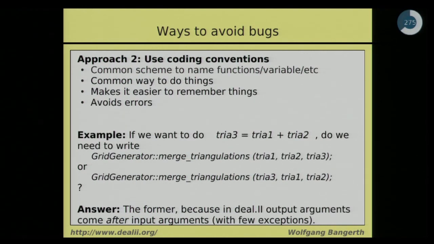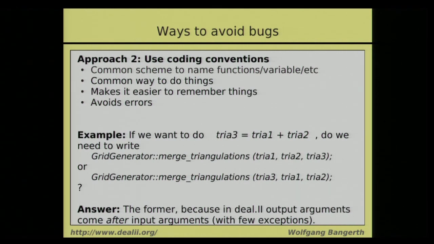A second approach would be to use what's called coding conventions. Coding conventions essentially say we should have a common way to name functions, a common way to do things. If we have functions that return a number, they should always start with n underscore, for example. The point is that it makes it easier to remember things, and if you remember things, that avoids errors. So let me give you an example for this.